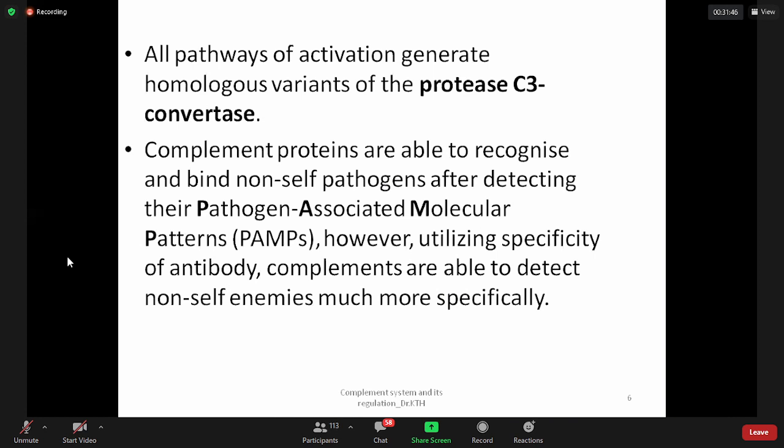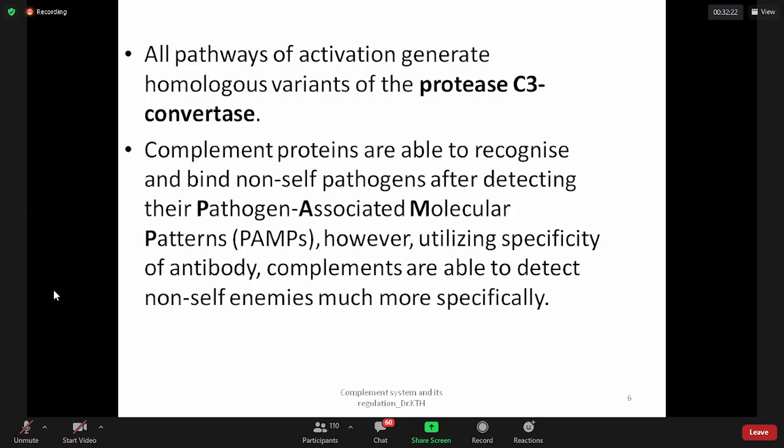Now, the complement proteins, whereas they are innate in nature, are able to recognize and bind to non-self pathogens. And this is very important. As complement is innate in nature, it's non-specific. Usually, the body is not damaged. It's because these proteins are able to recognize pathogen-associated molecular patterns, which are normally found on only pathogens. And then they bind, okay?